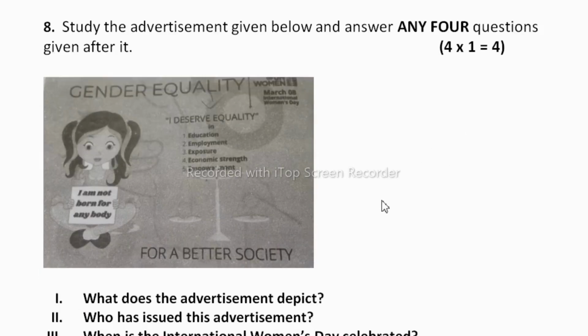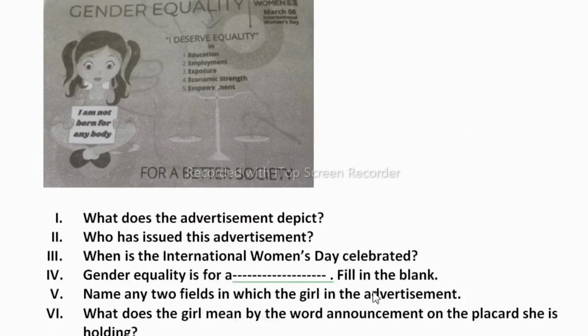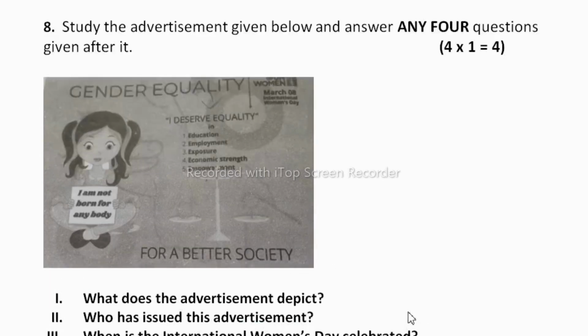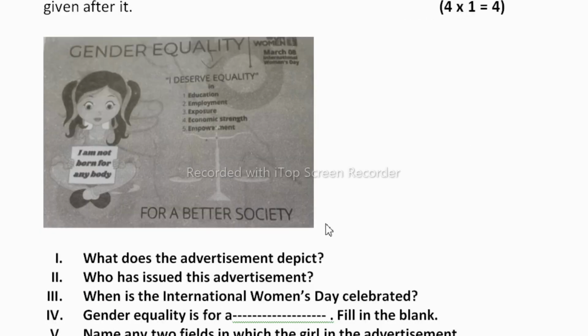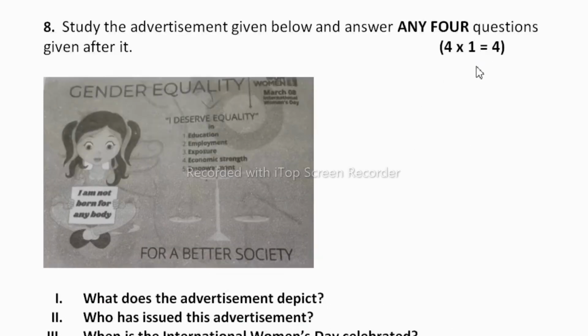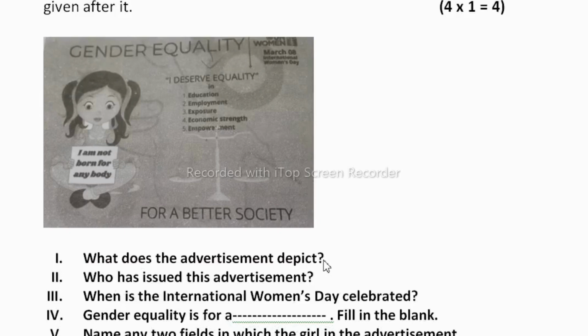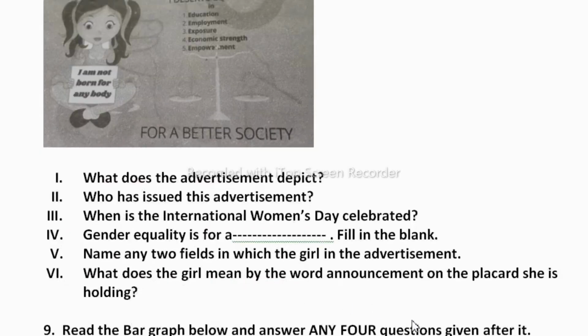So my suggestion is you should write all the 6 answers, and they will consider whatever correct answer is there. So if you write all the 6, definitely you will get 4 marks, because some answers you can write wrong. So my suggestion is to attempt all the 6 questions.